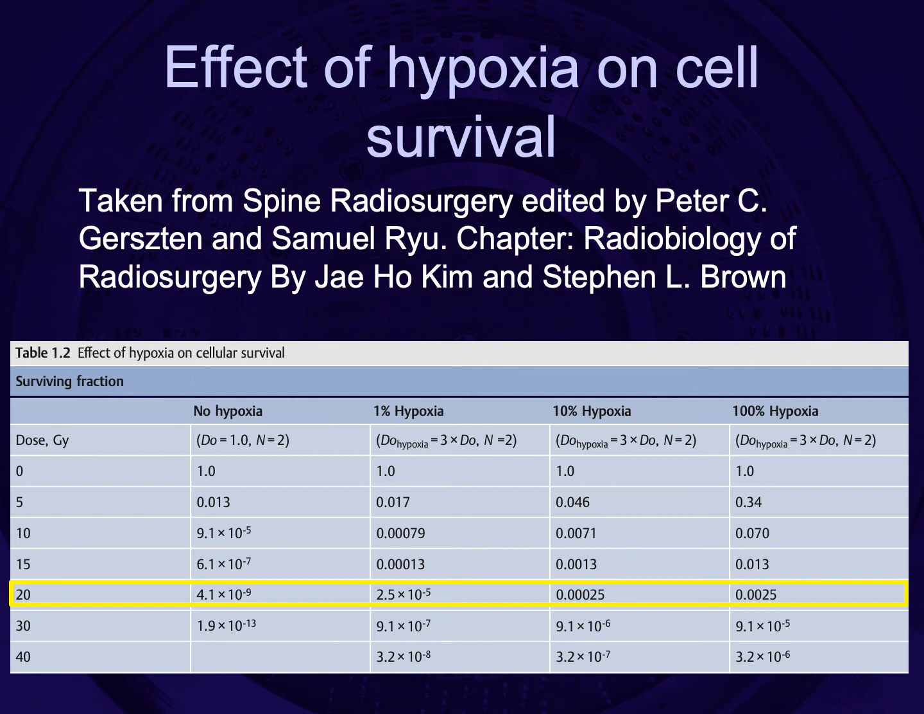That's really enough to sterilize a typical tumor. If we then have 1% hypoxia, that surviving fraction goes down to 2.5 times 10 to the minus 5. 10% hypoxia, we're now 10 to the minus 4, and 100% hypoxia, we're now 10 to the minus 3. So it makes a huge difference just having a small amount of hypoxia.